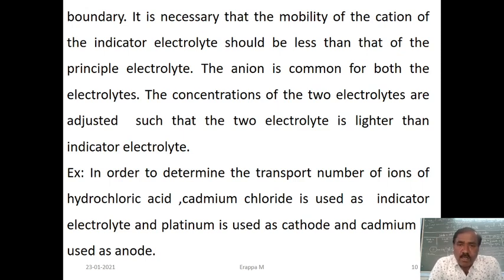The anion is common for both the electrolytes, so HCl and cadmium chloride, here Cl minus, the anion, is common for both electrolytes. The concentrations of the two electrolytes are adjusted such that the principal electrolyte is lighter than the indicator electrolyte. For example, to determine the transport number of ions of hydrochloric acid, cadmium chloride is used as the indicator electrolyte, platinum is used as the cathode and cadmium is used as the anode.